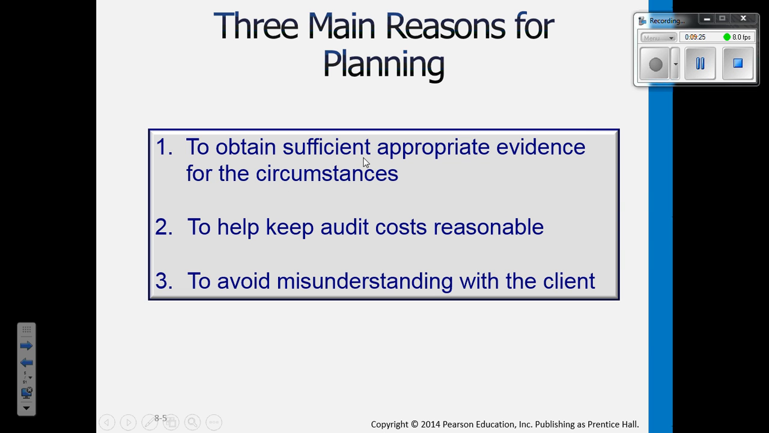The main reasons for planning: you get enough evidence, and the right kind of evidence, to help keep audit costs reasonable so you don't waste time, and to avoid misunderstandings with the client. And in this chapter, they talk about engagement letters. We always do engagement letters no matter what we're doing.